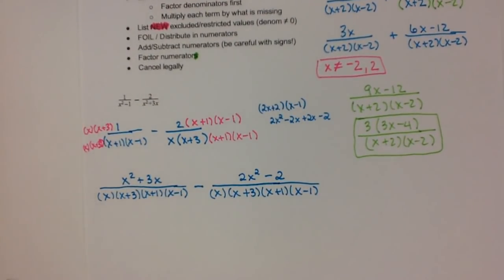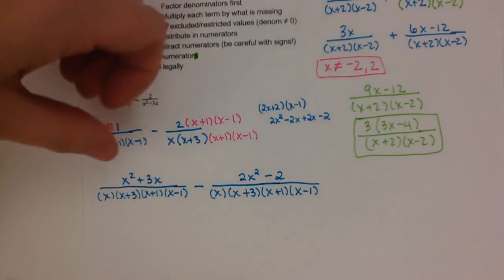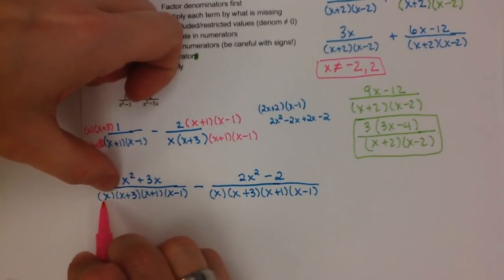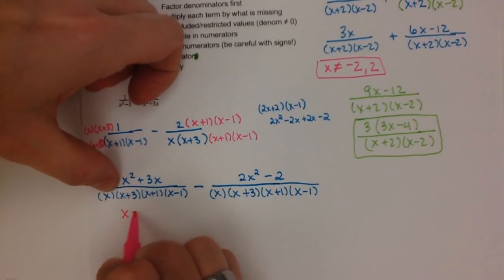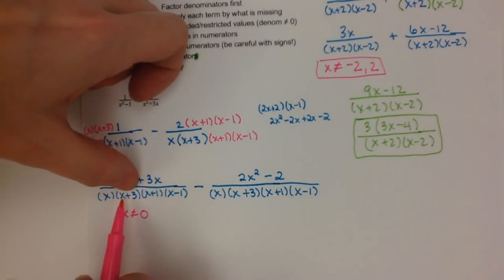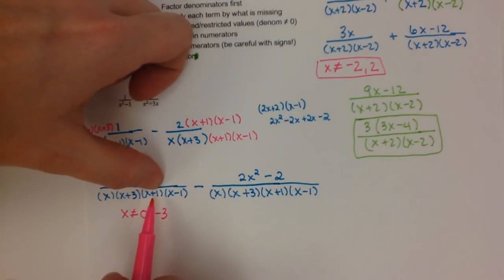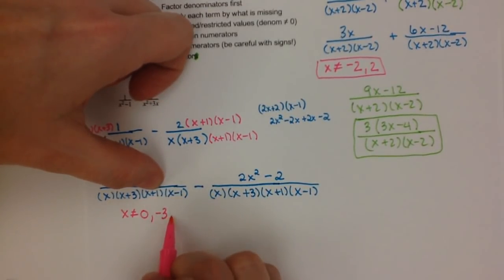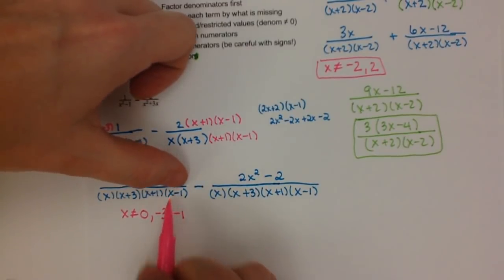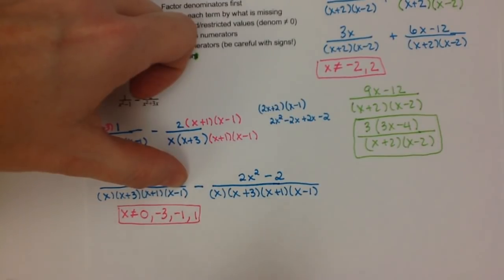Now we'll go ahead and list those restricted values. So we said each part of the denominator that contains a variable not equal to 0. So I start here with x, and I set that not equal to 0. That gives me x cannot equal 0. X plus 3 cannot equal 0 gives me x cannot equal negative 3. X plus 1 cannot equal 0 gives me x cannot equal negative 1. And x minus 1 cannot equal 0 gives me x cannot equal 1. So this guy has 4 restricted values.